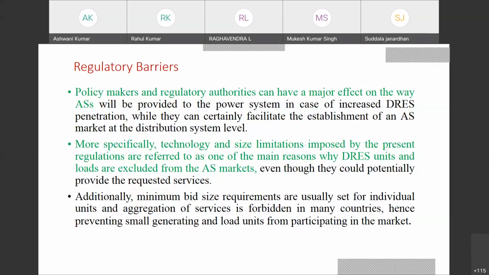So the regulatory barrier is there definitely, because a utility will not change its operation very fast. It will take time. Researchers will do their work. The proposals will come from many researchers, but for a proposal to come to a final shape to be implemented in the market, that is a challenge. So the regulatory body has to take care. The government has to come up with conducive policies for ancillary service provision in a system, especially in the smart grid area.